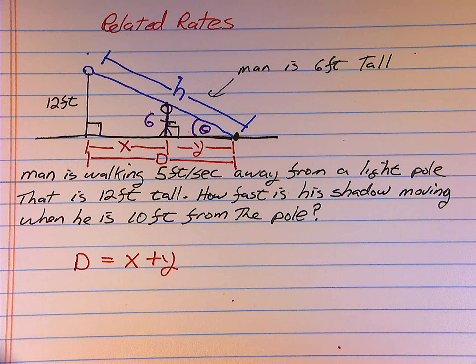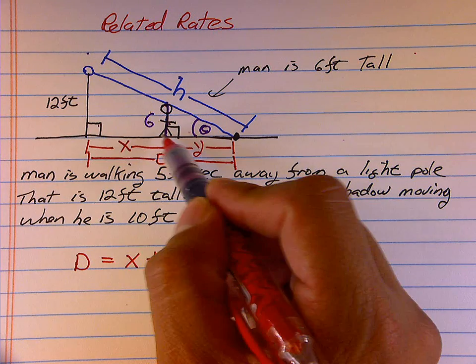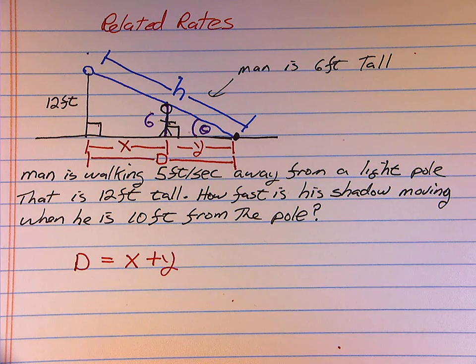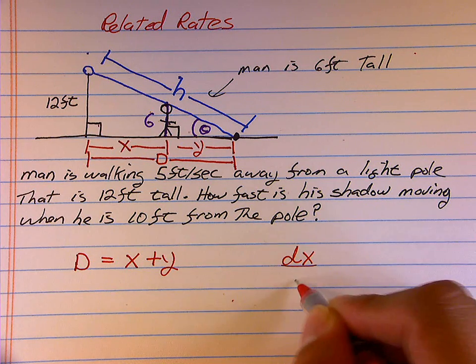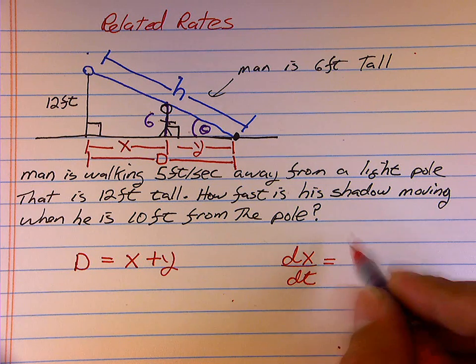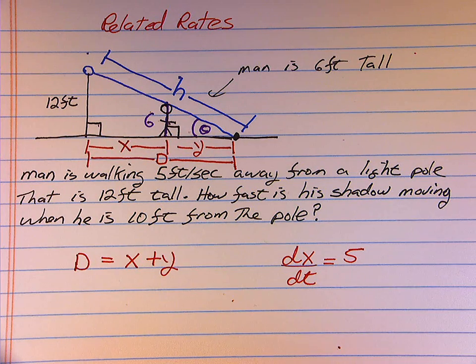I know he's walking away from the light pole, so he's moving away from the light pole at 5 feet per second. The distance the man is from the light pole is x. So if he's walking away from the light pole, then x is increasing at a rate of 5 feet per second. So I know right now dx/dt equals 5, or 5 feet per second.